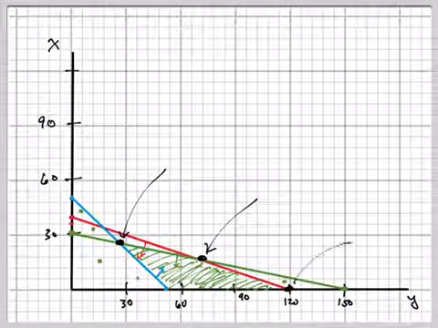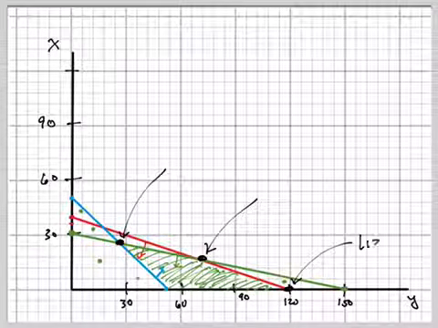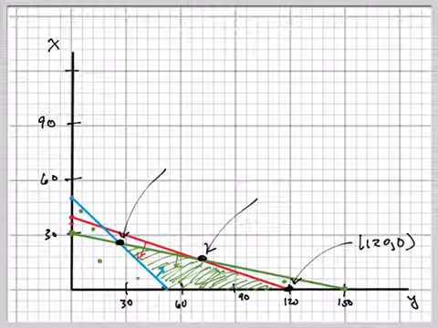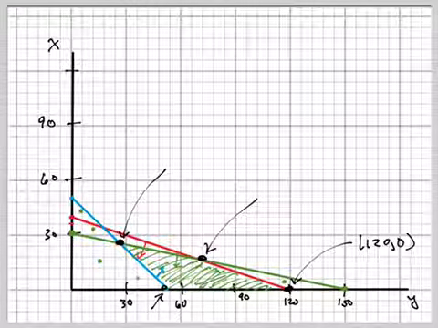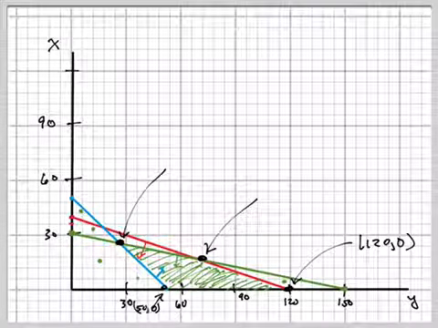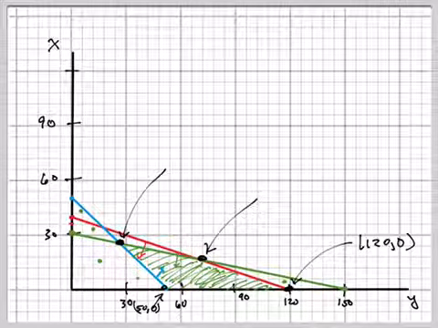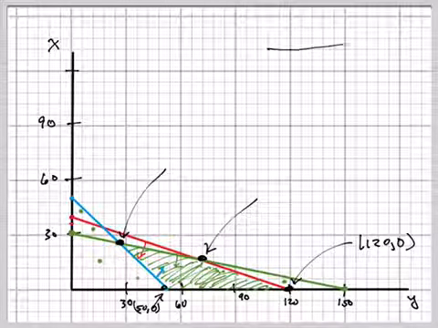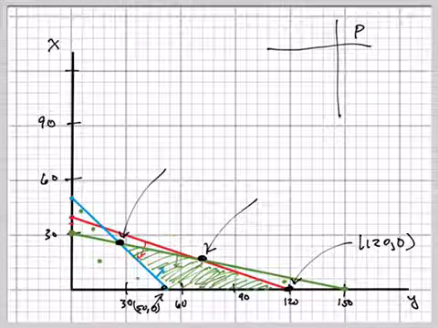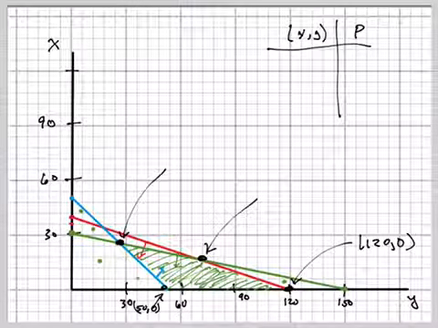I obviously can see what that point is. That point is 120, 0. And I obviously can see what that point is, which is 50, 0. So really I only have to find 2 points, and then I'm going to plug them in to find out which one is the biggest profit. So here's my x comma y, and here's my profit.